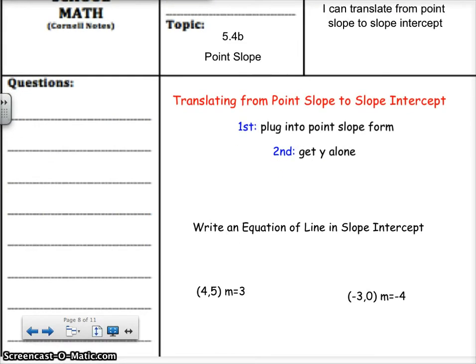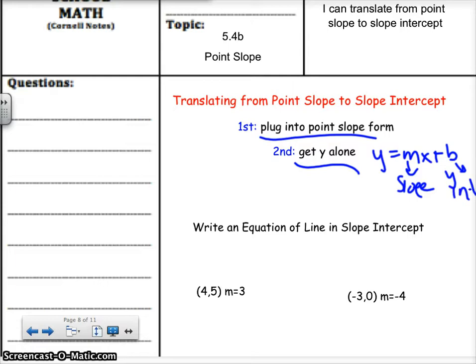Okay, last part of this lesson. You're gonna translate. You're gonna go from point slope to slope intercept. Okay, pay attention to me. Point slope to slope intercept. The first thing that you're gonna do is plug in point slope form. Always, first thing. If you're not a big fan of graphing point slope, you can get it into slope intercept. That means get y alone. Y equals mx plus b, where we're given our slope, write it down, and you're given your y-intercept. Write it down. I see lots of kids not writing it down.